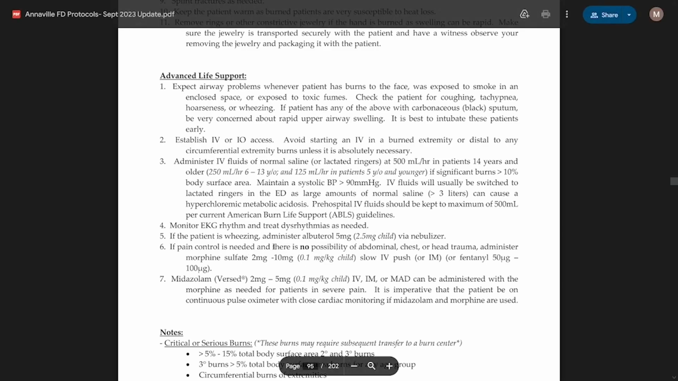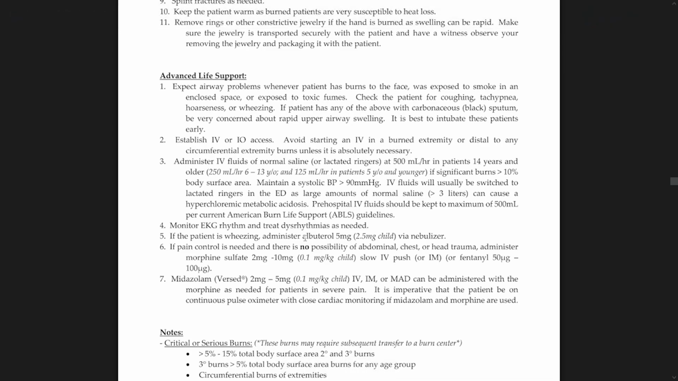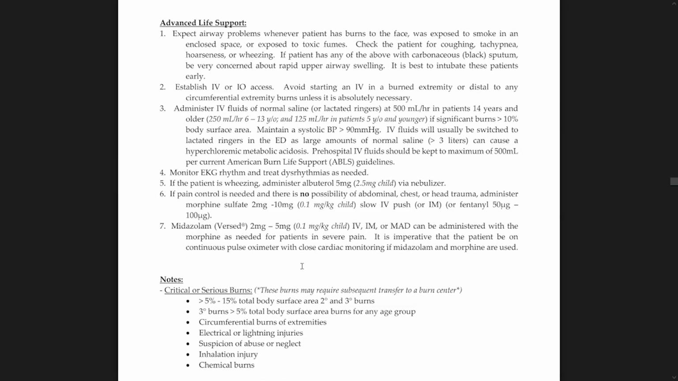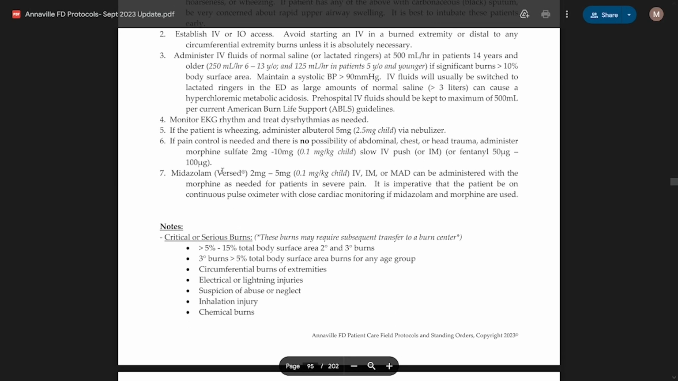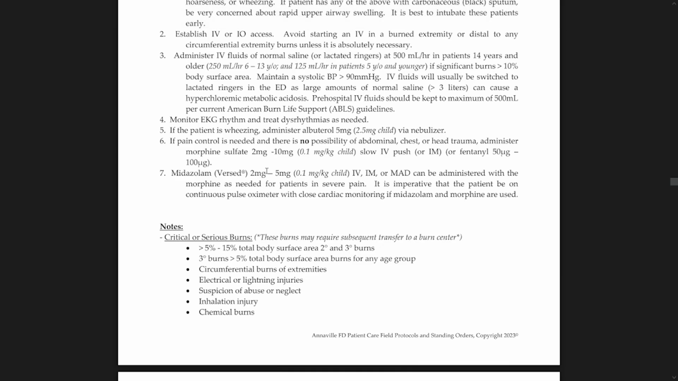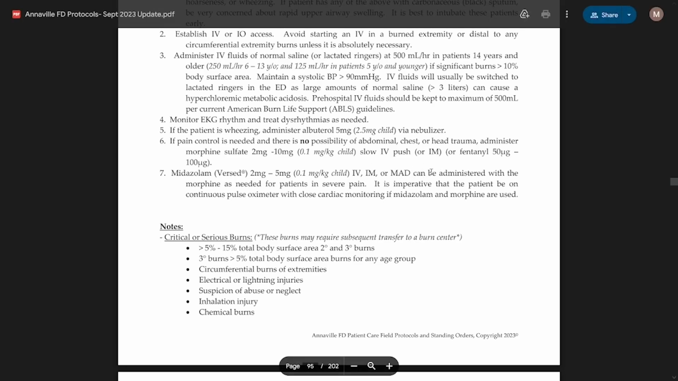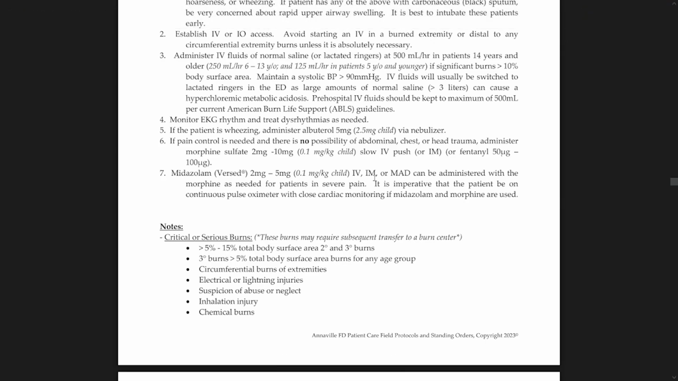If pain control is needed and there's no possibility of abdominal, chest, or head trauma, administer morphine sulfate at 2 to 10 milligrams, or 0.1 milligram per kilogram for a child, slow IV push or intramuscularly, or fentanyl 50 to 100 micrograms. Midazolam, or Versed, can be administered at 2 to 5 milligrams, or 0.1 milligram per kilogram, via IV, intramuscularly, or mucosal atomizer device, which just means intranasally, with morphine as needed for patients in severe pain. It is imperative that the patient be placed on a continuous pulse ox with close cardiac monitoring if midazolam and morphine are used.